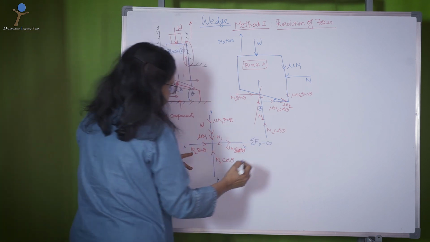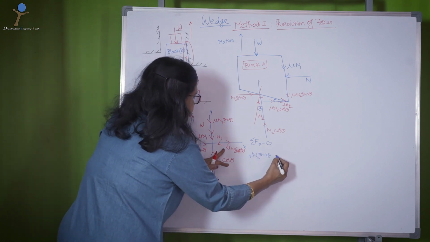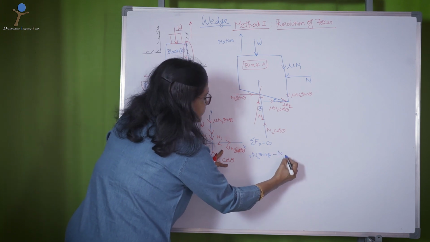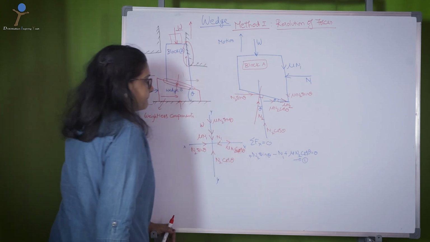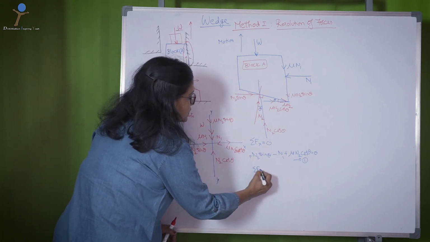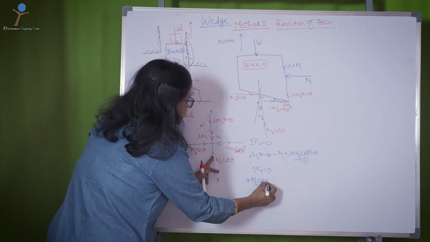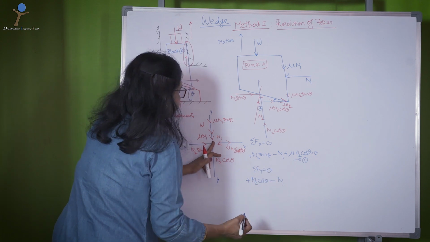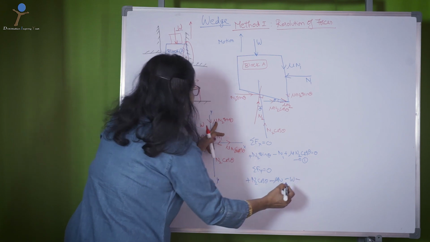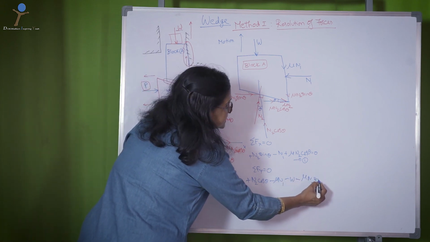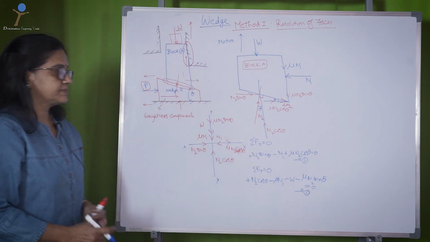Sigma Fx equal to 0: plus n2 sin theta minus n1 plus mu n2 cos theta equal to 0, equation number 1. Then sigma Fy equal to 0: plus n2 cos theta minus mu n1 minus w minus mu n2 sin theta equal to 0. So, these are the two equations.